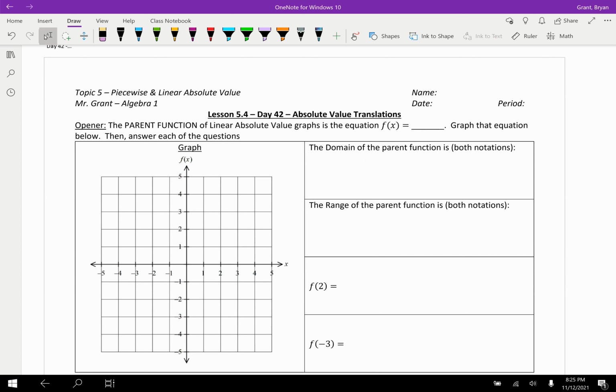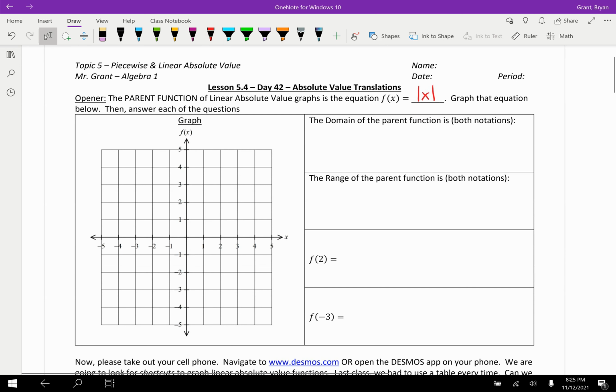You have an opener for today. The parent function of linear absolute value graphs is the equation f of x equals what? Oh, well, hopefully we remember from last class it's just equals the absolute value of x, right? We need to graph that equation below and then answer each of the questions.